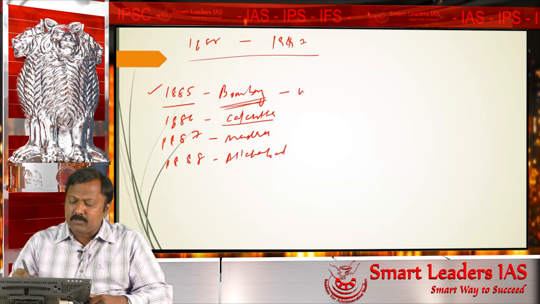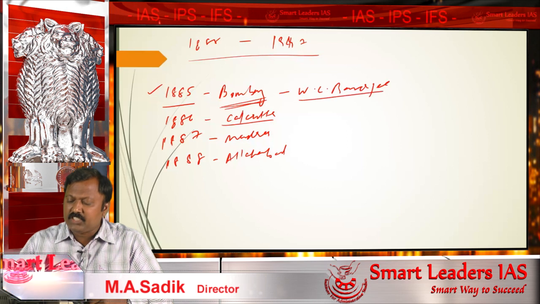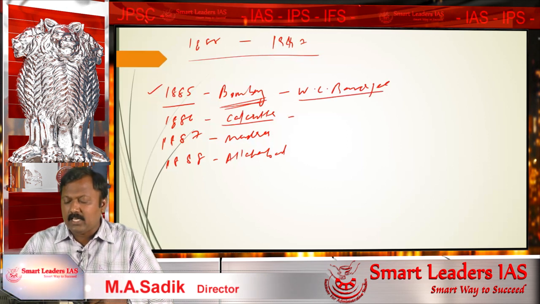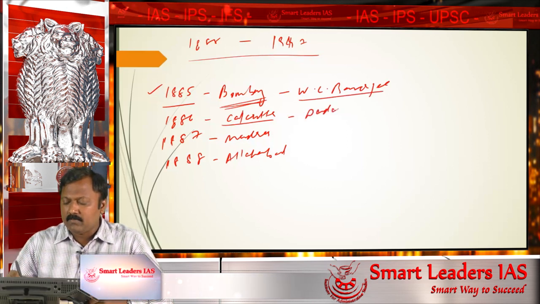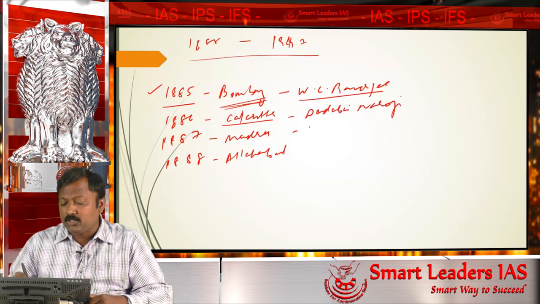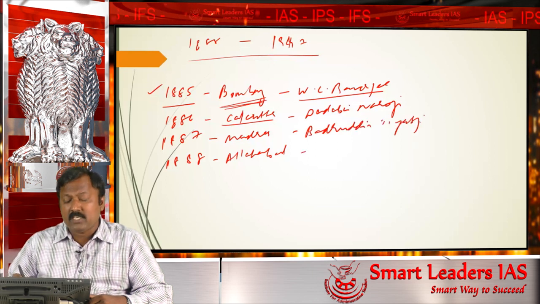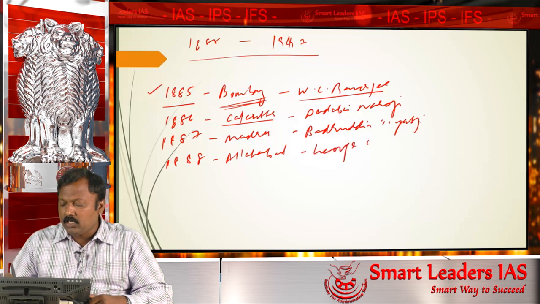The first president happens to be W.C. Banerjee, Womesh Chandra Banerjee, and the second president happens to be Dadabhai Naoroji, and the third president happens to be Badruddin Tyabji, and the fourth president happens to be George Yule.